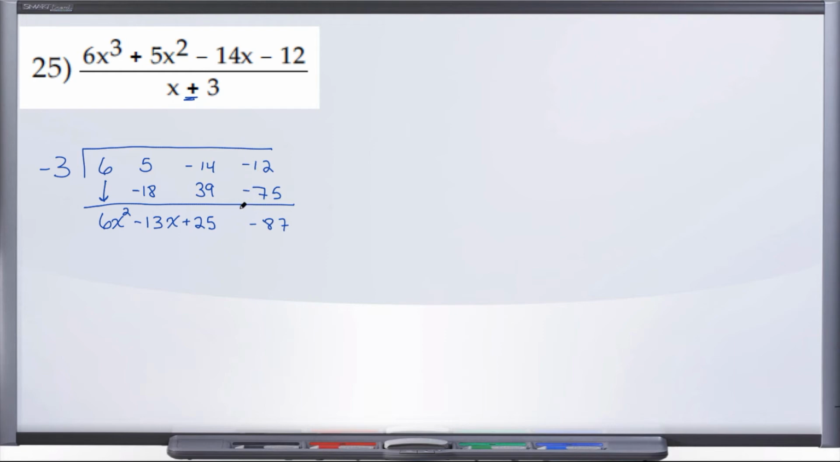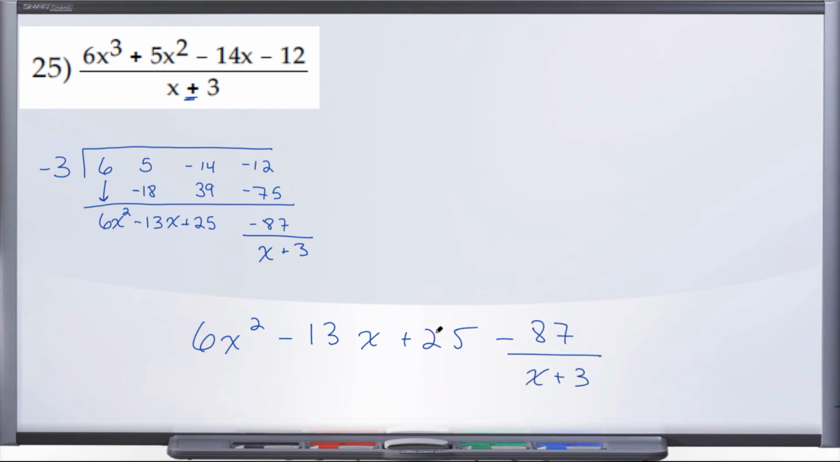If you get some number here, your very last number with synthetic division in your answer row, if this is something other than 0, this is your remainder. And so, because this is our remainder, we always write the remainder over the original denominator. So x plus 3. And so now we have our answer. So our final answer is 6x squared minus 13x plus 25 minus 87 over x plus 3.